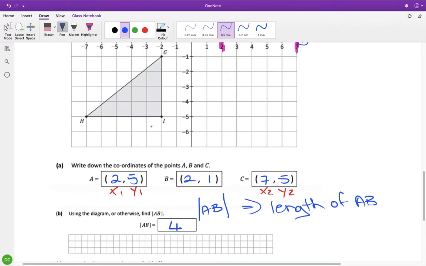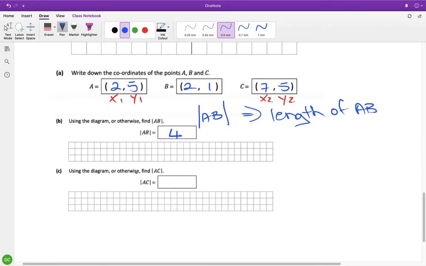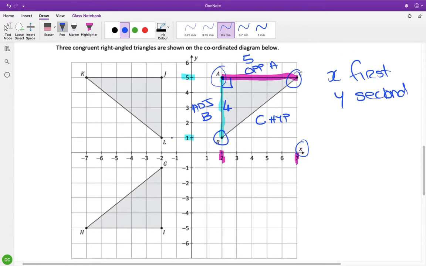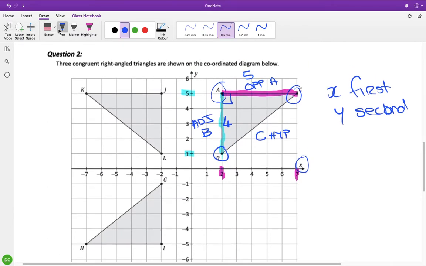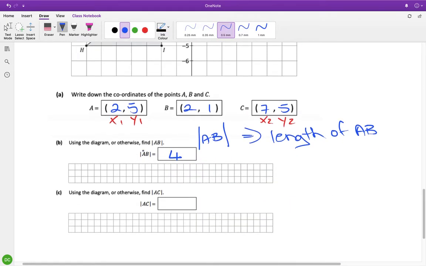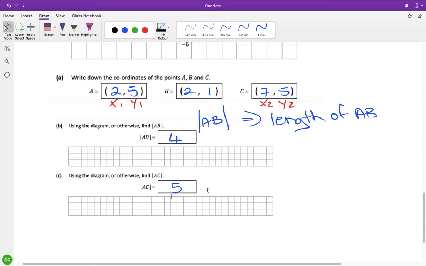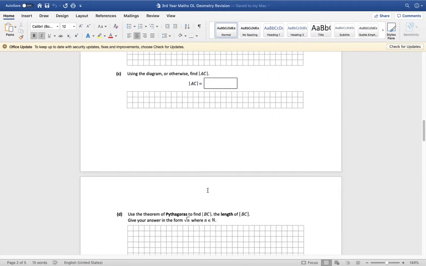The length of AB was 4, we were saying. Second question here is use the diagram or otherwise to find the length of AC. So I'm just going to go up here and remove some of this. So the length of AC I have here in pink. It starts at 2, finishes at 7, which means the length of it is 5. Okay.